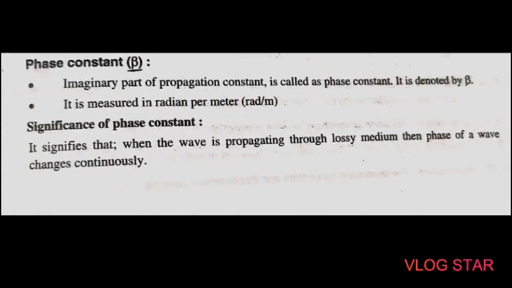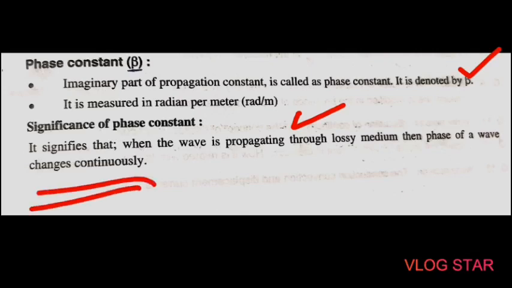The next point is the phase constant. The imaginary part of the propagation constant is called the phase constant. It is denoted by beta, and it is measured in radians per meter. Again its significance is that when the wave is propagating through a lossy medium, the phase of the wave changes continuously. That means the propagation constant is simply the combination of the attenuation constant, alpha, and the phase constant.